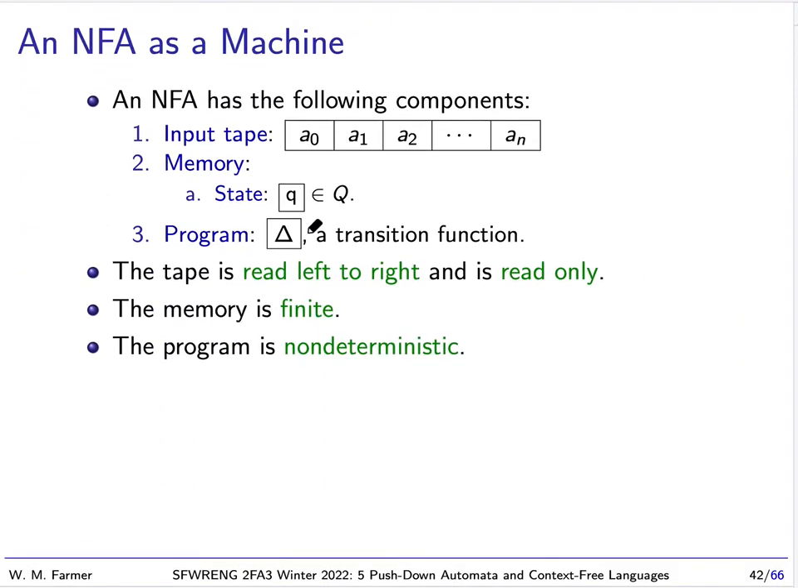The tape reads left to right, and it's read-only. We can't modify the tape. The memory is finite. Essentially, the memory is just the finite number of states that we can be in. And the program is non-deterministic. Our transition function gives us options. We're not deterministically forced to do one particular thing. So that's what an NFA is as a machine.